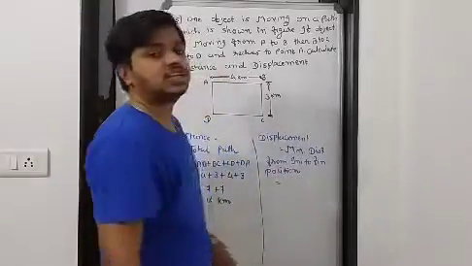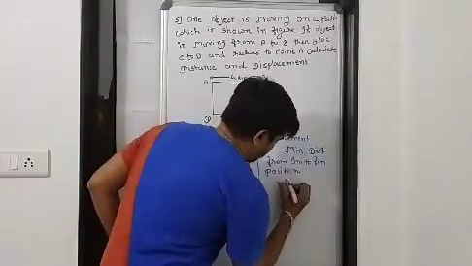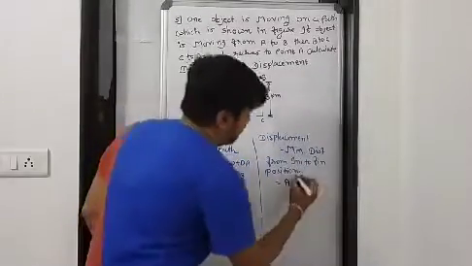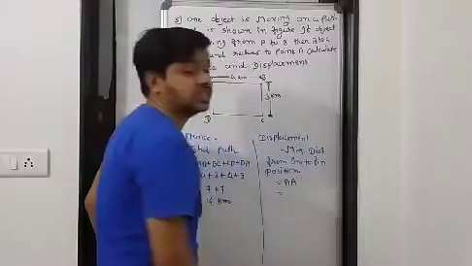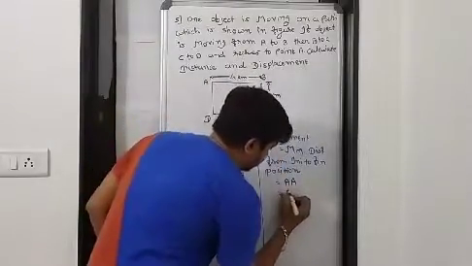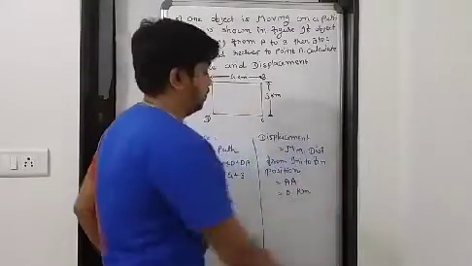Now, what is the initial one? Initial is A. What is the final one? Final one is A. So the displacement is 0 kilometers.